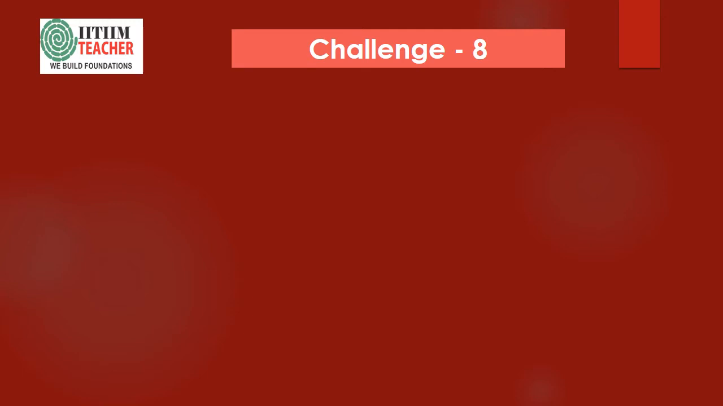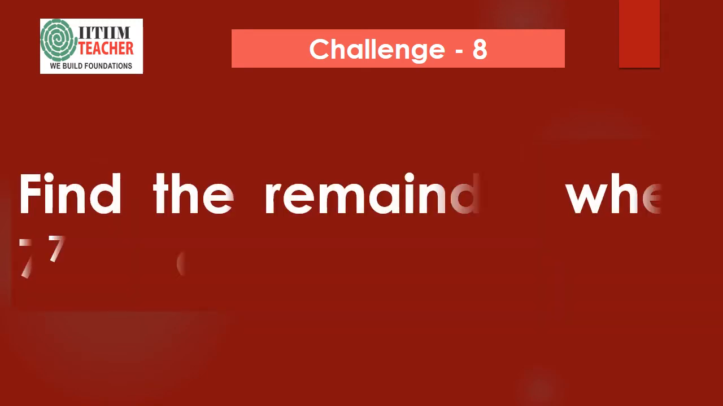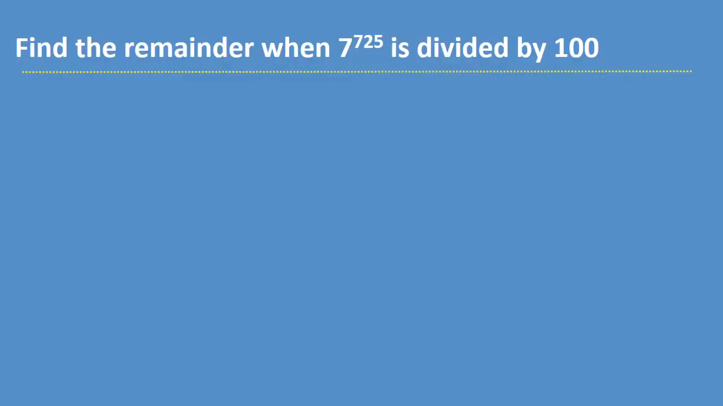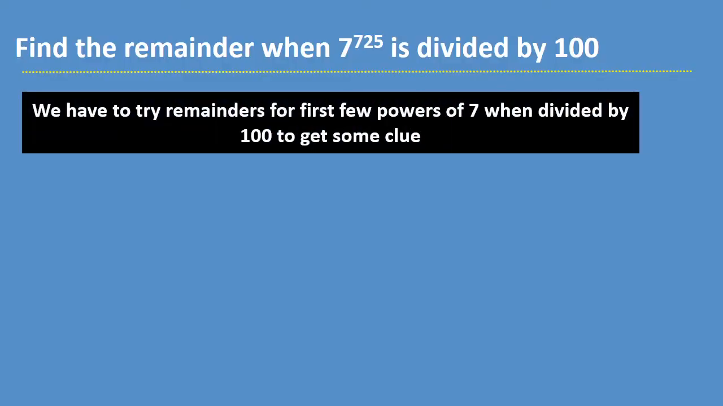Here is the question. Find the remainder when 7 to the power of 725 is divided by 100. Well, we have to try remainders for the first few powers of 7 when divided by 100 to get some clue.